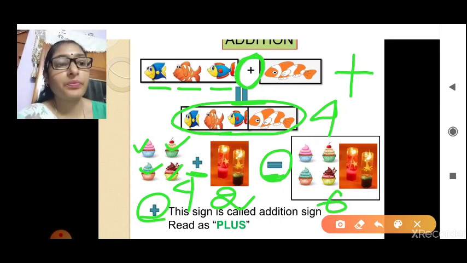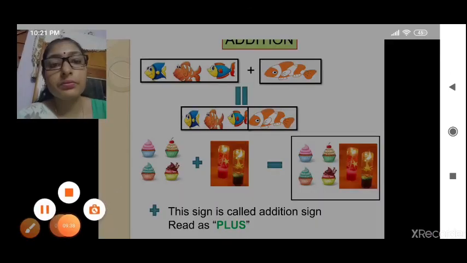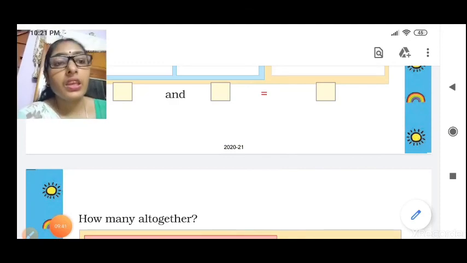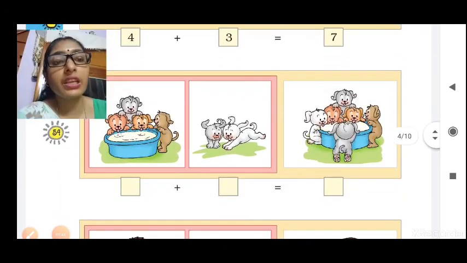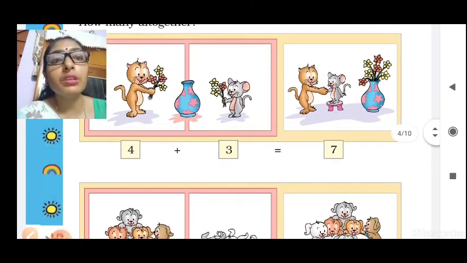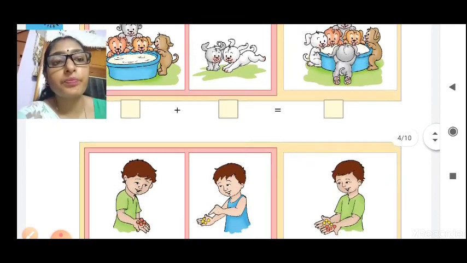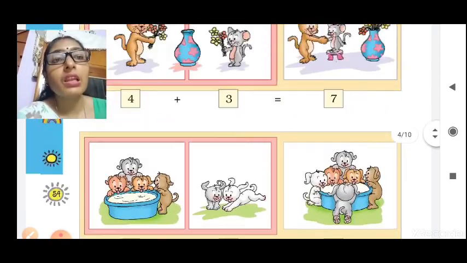Okay, now here you have to do this. I will not do it because I already did it for you to know. So this one you will do yourself. Okay, so I will just discuss.